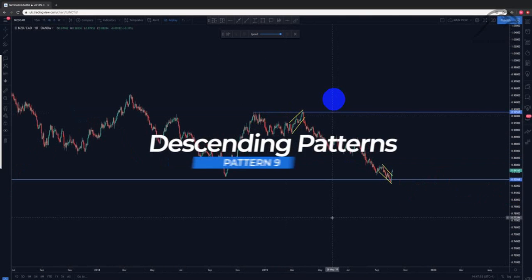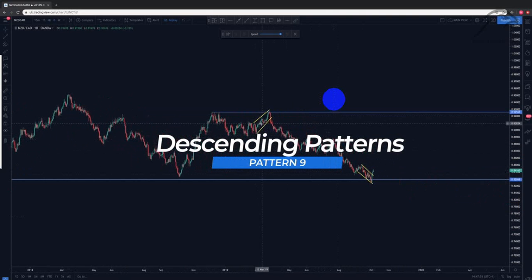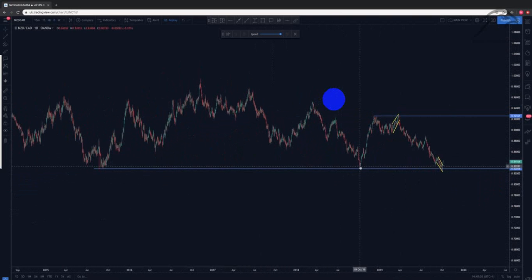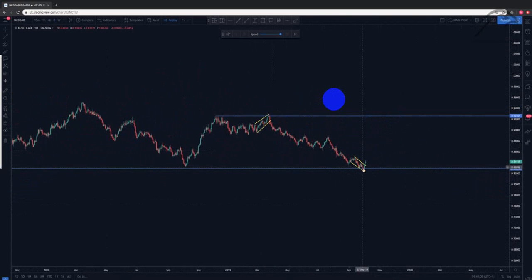So now looking at descending structures, we're looking at the opposite to what we just looked at with the ascending formation. So we're still here on Kiwi CAD, and we're looking at this low here. If we look at the overall bigger structure, we just broke that low here. We had the low here that we're looking at. So naturally, we were looking for buy setups in these areas.